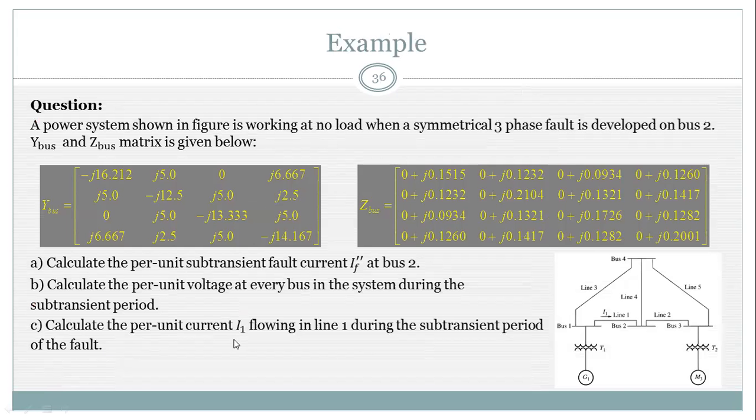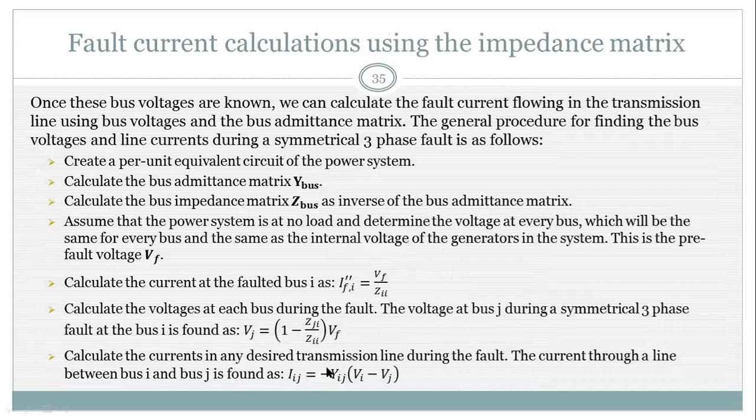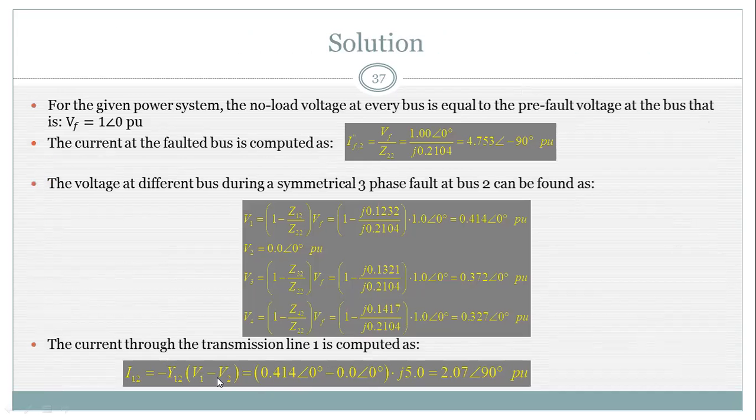And finally, calculate the per unit current I1 flowing in the line during the subtransient period. There should be current I1 flowing from bus 1 to bus 2. The equation is V1 minus V2 into the branch admittance. There should be a minus actually here; there is a plus, but there will be a minus. So the angle should be minus 90 degree. So this is the answer actually.